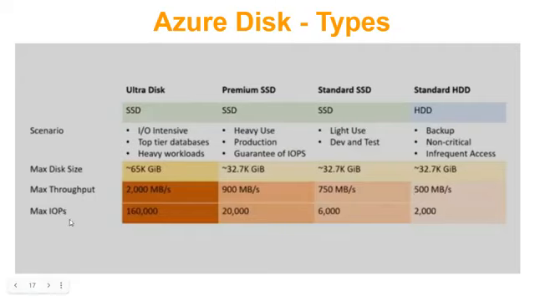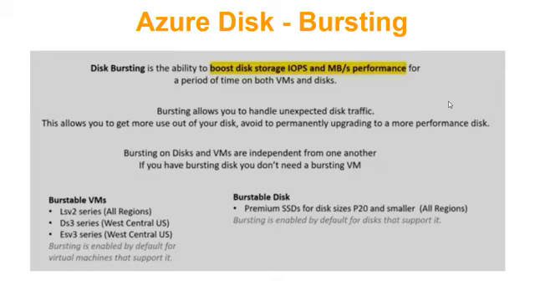And when we see maximum IOPS, input and output per second, we have 160,000 for ultra disk. See the difference between ultra disk and premium SSD. We have 20,000 for premium SSD, 6,000 for standard SSD and 2,000 for standard HDD. Now for the last topic of the session, Azure Disk bursting.